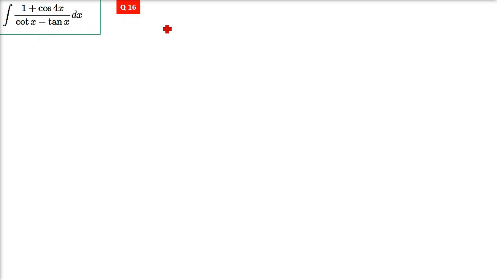1 plus cos 4x or 1 minus cos 4x you already know. 1 plus cos 4x is 2 cos square 2x, so the numerator will be 2 cos square 2x. Cot x minus tan x, let us take it separately. Cot x is cos x by sin x, tan x is sin x by cos x.